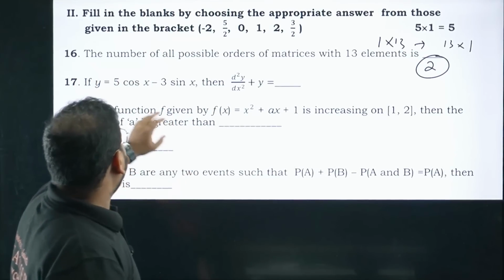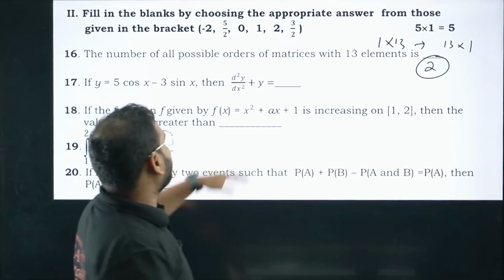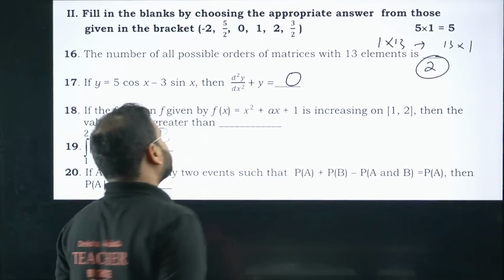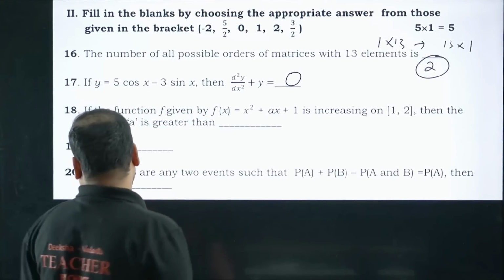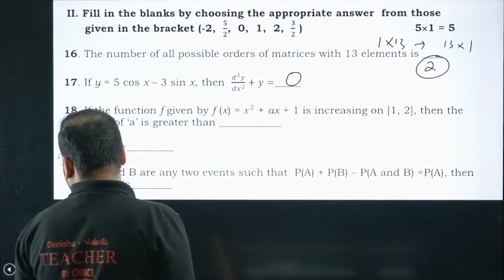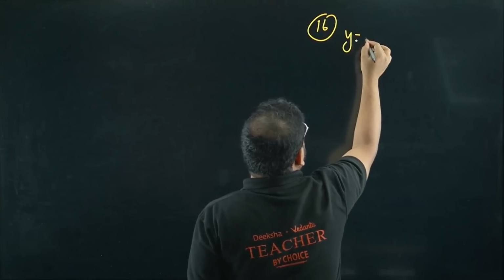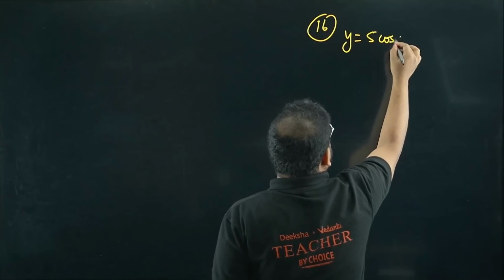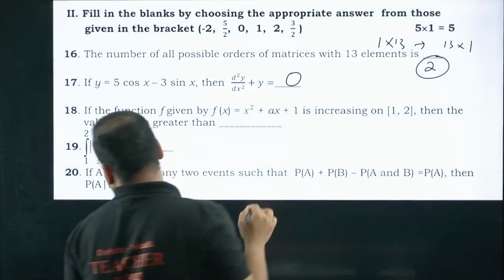Second one. Y equal to 5 cos x minus 3 sin x, then the value of this will come out to be 0. Let's do it. Let's check this out. What has happened if you take the derivative for the first time? I can solve it on this side. We have y equal to 5 cos x minus 3 sin x. This is the 16th one. Am I right? Please check.